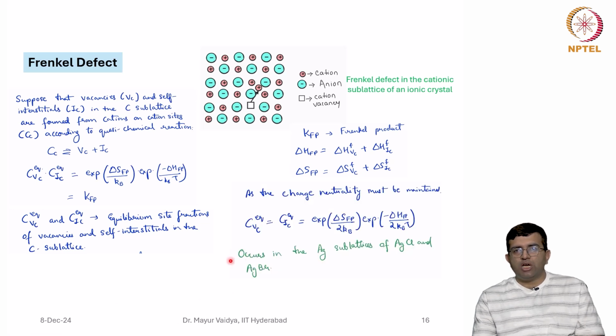Because the charge neutrality has to be maintained, these two quantities should be equal. That means however many vacancies you create, the same number of self-interstitials also have to be created, otherwise the charge neutrality will not be maintained. If you put both as equal, you can write C_eq(vacancy) equals C_eq(interstitial) equals exp(ΔSFP/2kB) times exp(−ΔHFP/2kBT). This occurs in the silver sublattices of AgCl and AgBr.